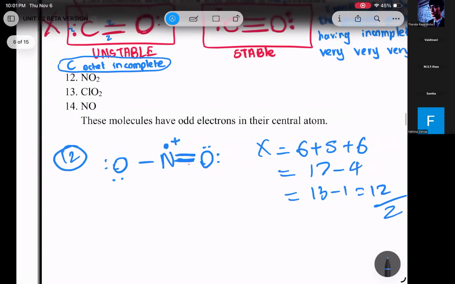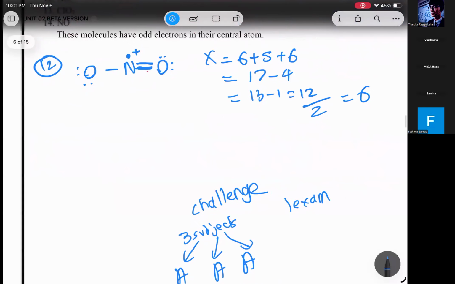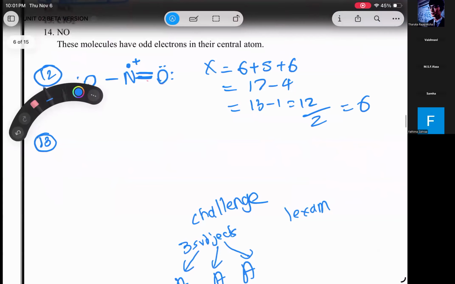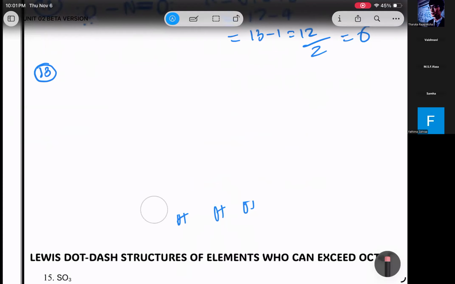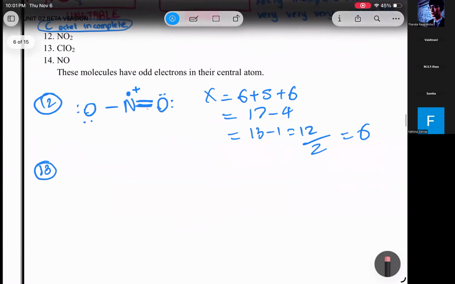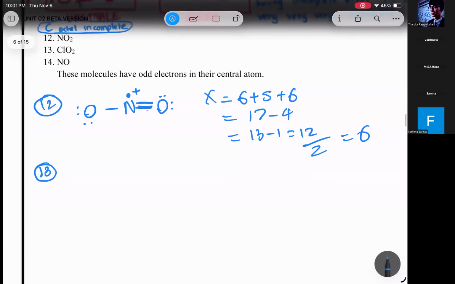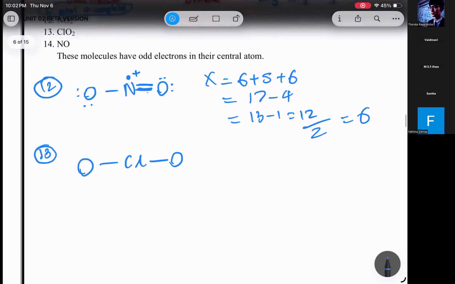ඒ වගේම ClO2 also same. මේ challenge එක කරන්න හරිද? This is your challenge. You probably do that and show everyone that you can do it. It's just a challenge. හරිද? Think of it as a challenge. ClO2 minus නෙමෙයි ClO2.